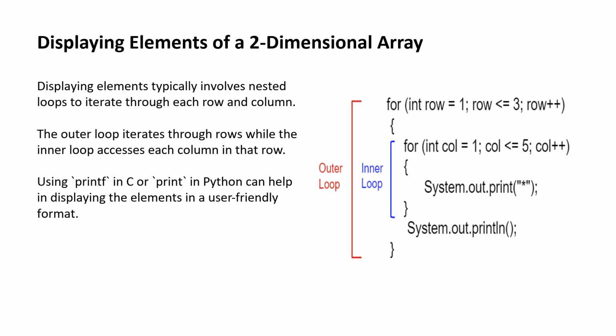Displaying elements of a two-dimensional array. Displaying elements typically involves nested loops to iterate through each row and column. The outer loop iterates through rows while the inner loop accesses each column in that row. Using printf in C or print in Python can help in displaying the elements in a user-friendly format.